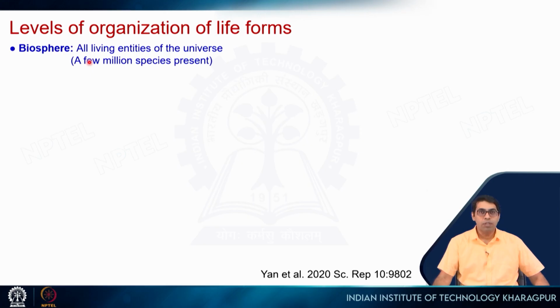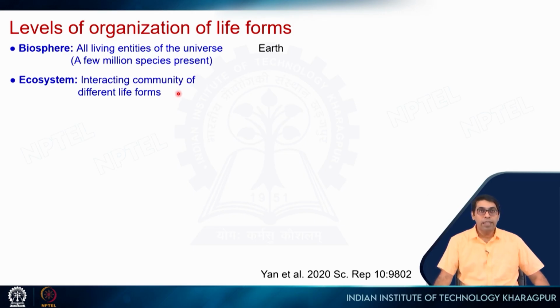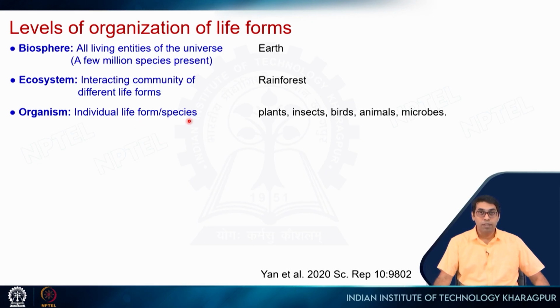The first, or the biggest, level is that of the biosphere, which includes all living entities of the universe, or in this case we will consider it as the Earth. So our Earth constitutes the biosphere, which accounts for all the organisms on this planet. The next level of organization is an ecosystem, which consists of an interacting community of different life forms. A very good example is a rainforest, and in this rainforest we have individual organisms, which are life forms or species such as plants, insects, birds, animals and microbes.